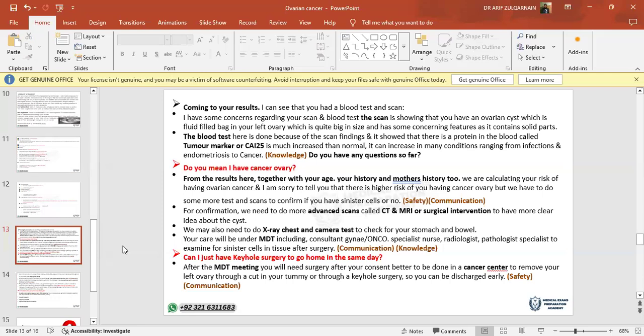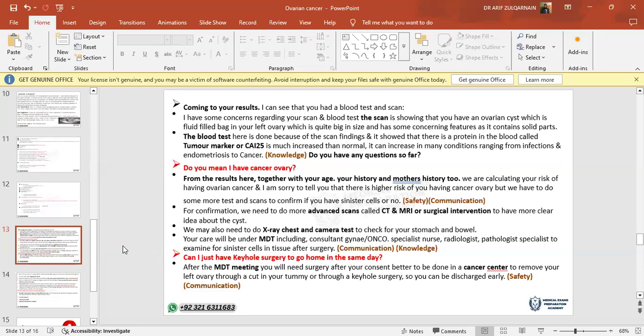The scan is showing that you have an ovarian cyst, which is a fluid-filled bag in your left ovary, and it is quite big in size, and it has some concerning features in that it contains some solid parts. And the blood test that has been done, it is a protein known as CA125, and it is much increased than normal. Okay, but along with this, you can tell that it is increased in many other conditions like infections and cancers or endometriosis. But we will do other tests to confirm why it is raised. Okay, so in this way, you will explain to the patient about the results of the ultrasound and about the result of the CA125. Then the patient will ask you, do you mean that I have ovarian cancer?